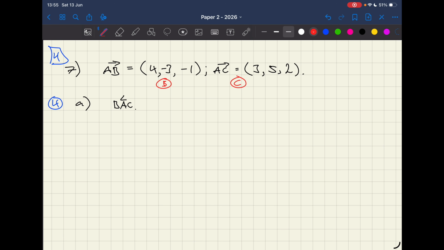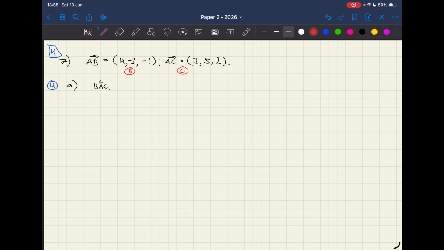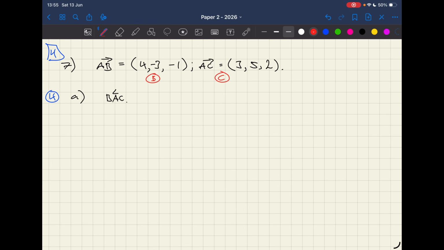How we can do that then is, well, 2 different ways. We can either do the cosine rule. So doing that, what's going to happen? We need to firstly work out the magnitude of A to B. So 4 squared, 16, plus 3 squared, which is 9, plus 1 squared, which is 1. All of that square rooted, so it's root 26.